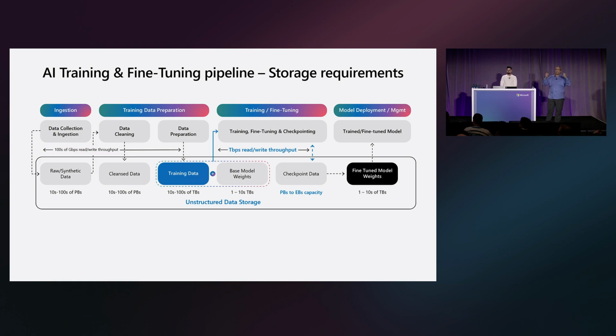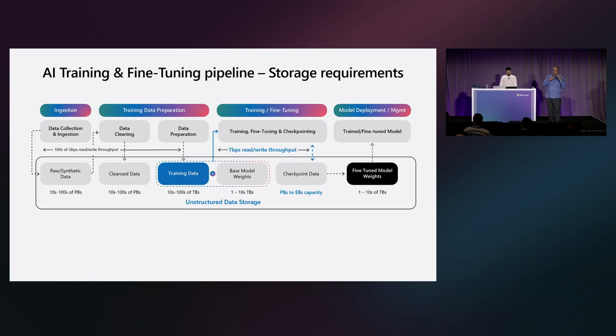It starts with bringing data into the storage system. It might be terabytes. It might be hundreds of petabytes. You bring that data in. You clean that data, annotate it, add metadata to it, usually through open source Spark or Databricks, and then you transform it using CPU cores to this training data that's then loaded into the GPUs for the training runs. At that point, if you're bringing foundation models, you're also loading the base model weights.